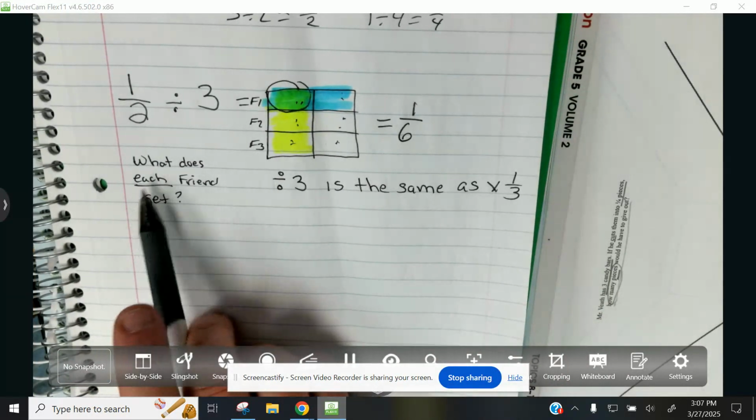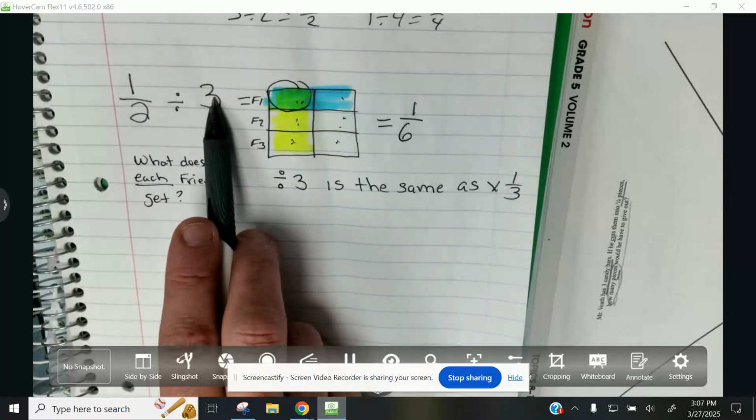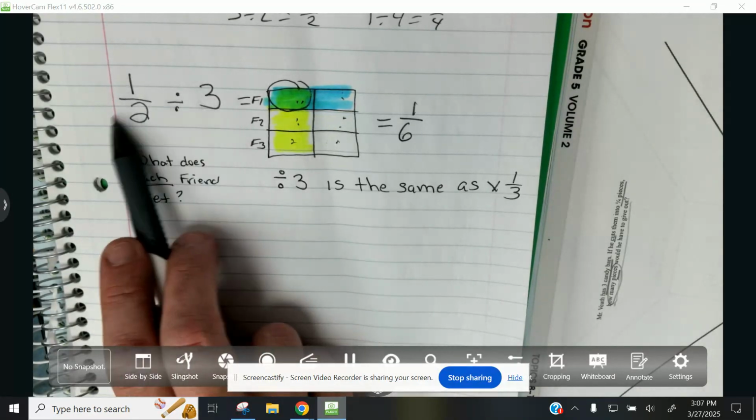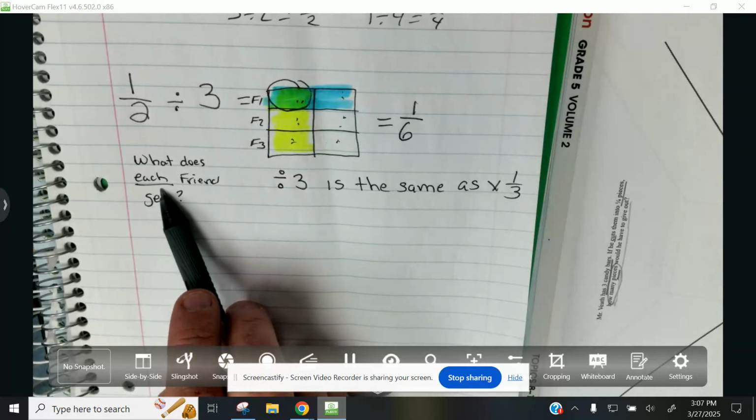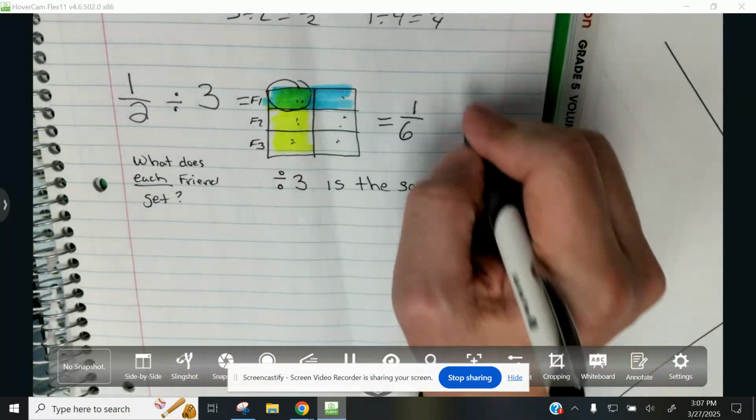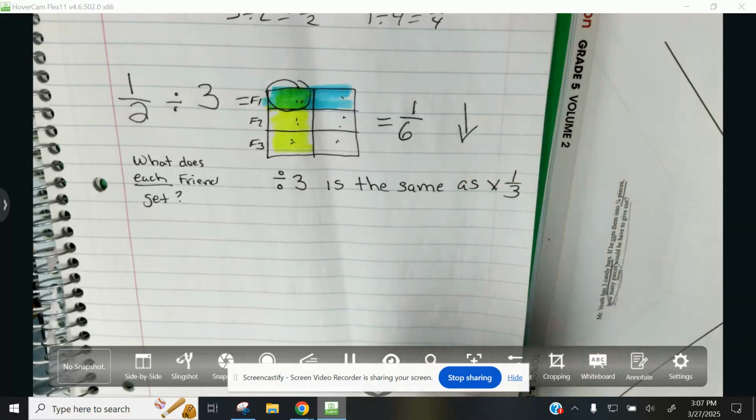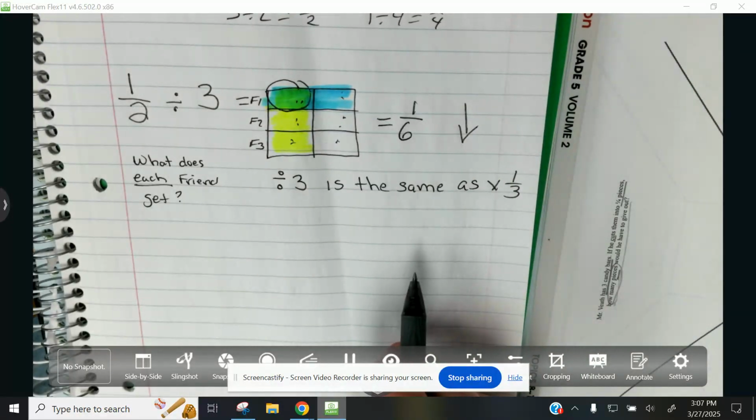What do I expect to happen? I have a half. I'm dividing by 3. I'm cutting it by 3 people. I'm sharing it with 3. I think my answer is going to go down. See, if you do wrong things, wrong outcomes can happen.